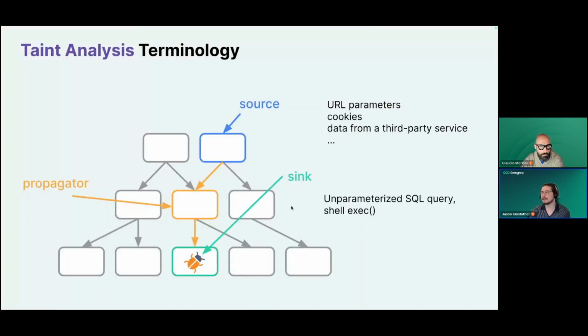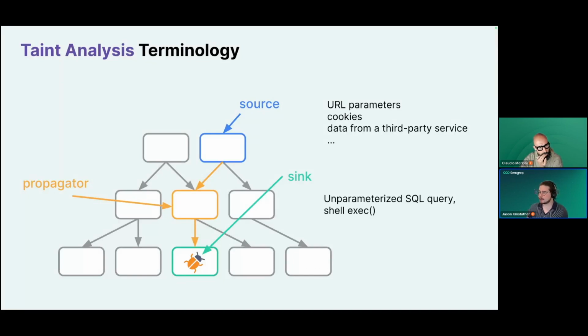Now, if we want to get a little more intimate with taint mode and understand it, we need to understand where it's coming from. To do that, we're going to review a little bit of terminology. We're following data through the application, and the data has to come in somewhere. That source is called a taint source. That's usually some kind of user-provided data, like URL parameters or cookies or some third-party service, a place where an attacker could potentially inject malicious data.